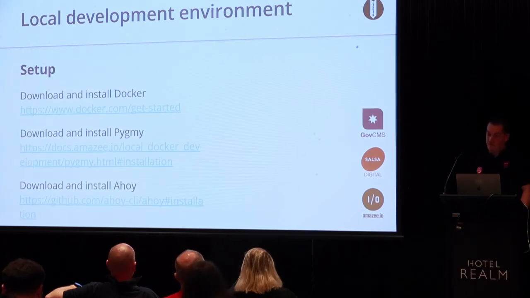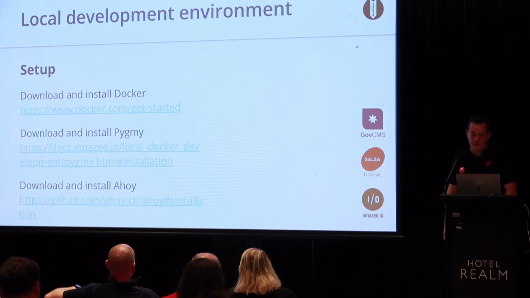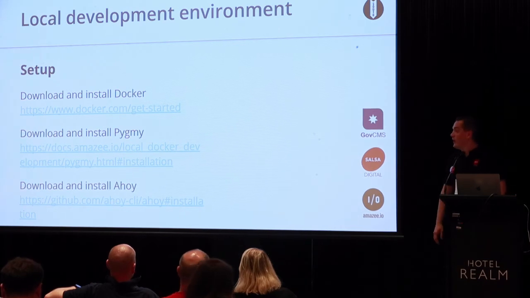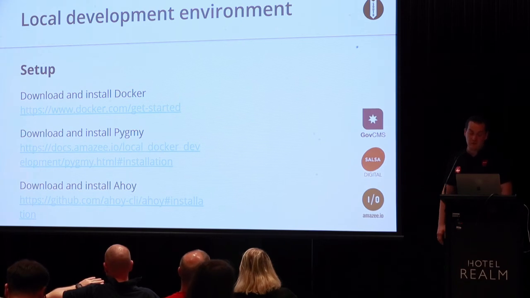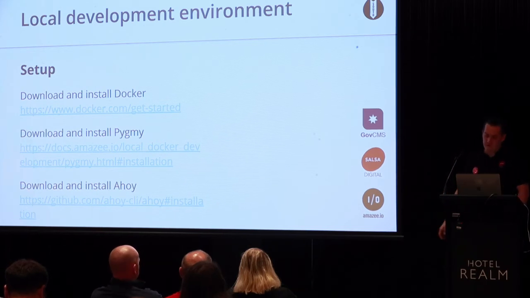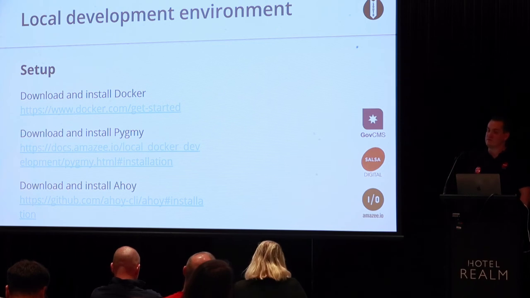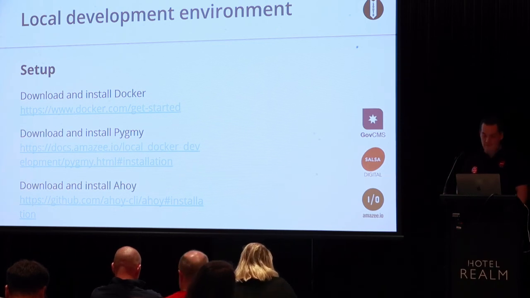With the local development environment, I don't think you should follow these links now, but basically it's a matter of setting up Docker, Pygmy and Ahoy. Docker, we know, is basically containers for containers. Pygmy is something the amazee.io guys developed for DNS resolution and some other cool things. And Ahoy is a workflow helper that wraps long commands into easy small commands, like Ahoy up or Ahoy down.